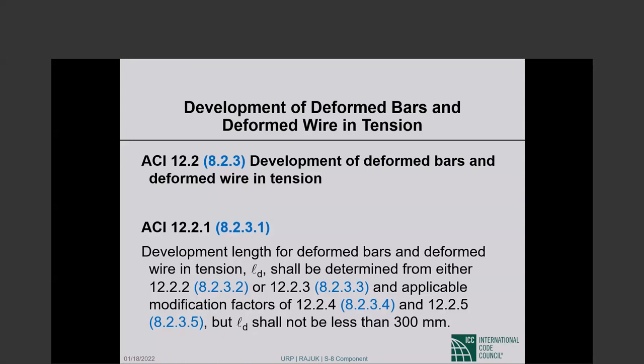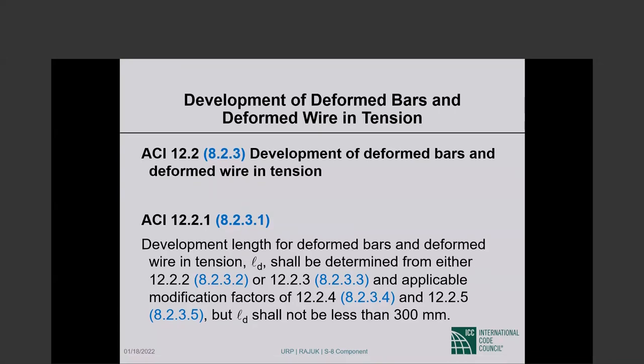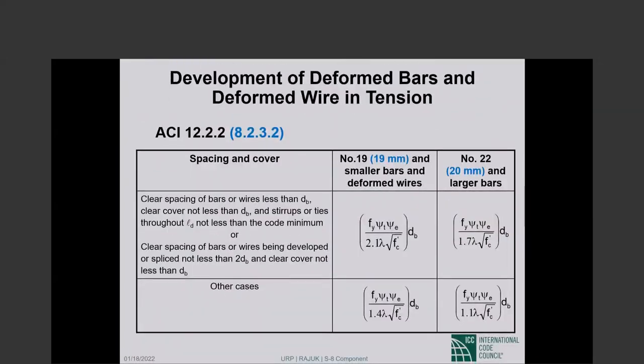So, development length of deformed bars in tension, we have two different ways of figuring it, but the absolute minimum development length is 300 millimeters, 12 inches. There are two ways of doing it. First is using this table, and the second is an expression.